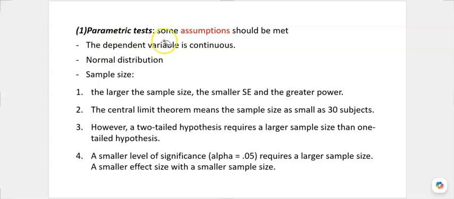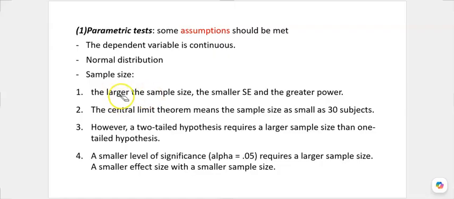So for the parametric test, some assumptions should be met. In these assumptions, the dependent variable is continuous, and then normal distribution. Maybe that is the most prominent assumption, a normal distribution. We saw what it means in the descriptive statistics. And also sample size. For sample size, we have special calculations to see that the sample size is correct for the certain analysis. These are calculated, in fact, with some specific measure.